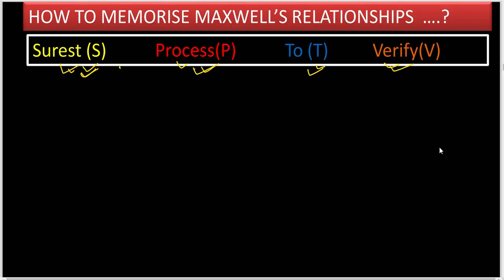So how to write? Let's try the first Maxwell equation. Start here, remember the line: surest process to verify. Write first surest process to verify. Move in clockwise. So put del everywhere. Del. Then give a line, this line. Put brackets.